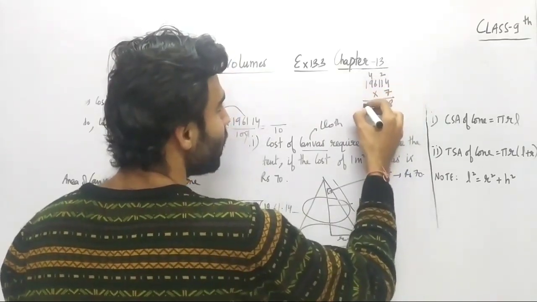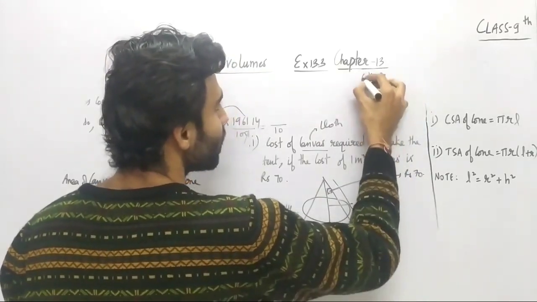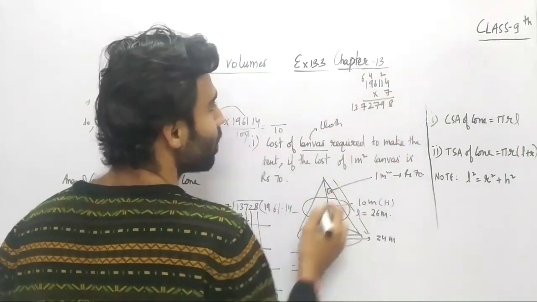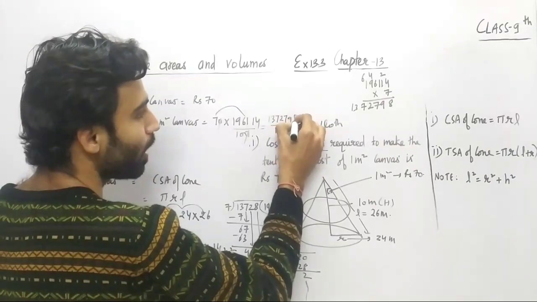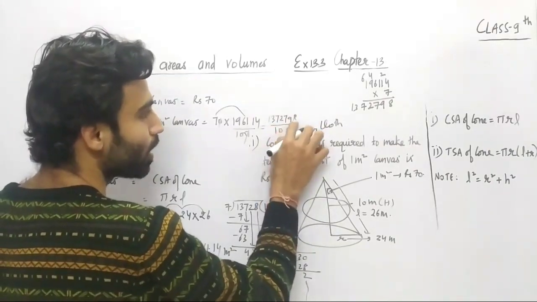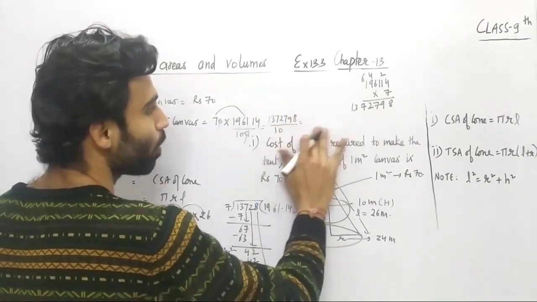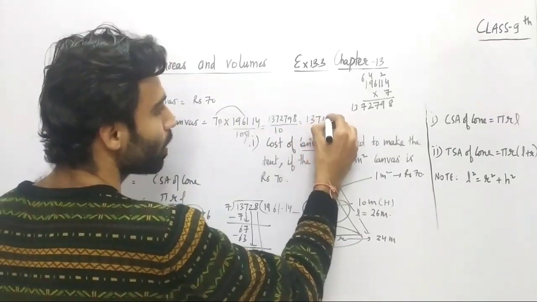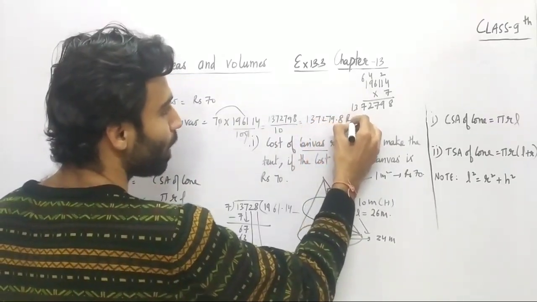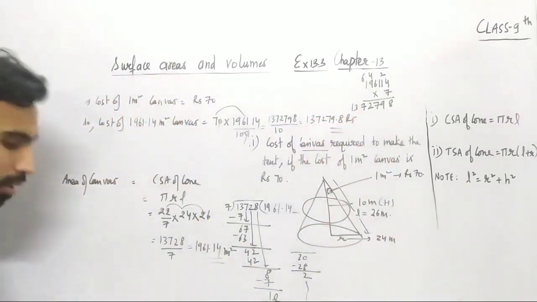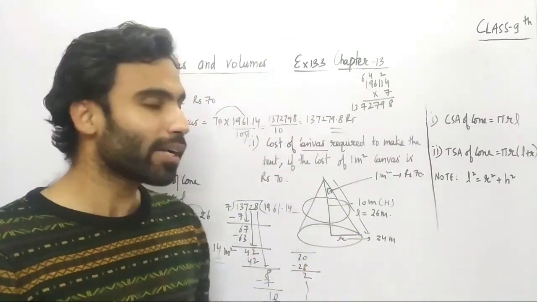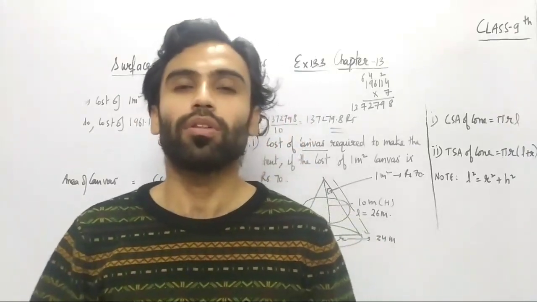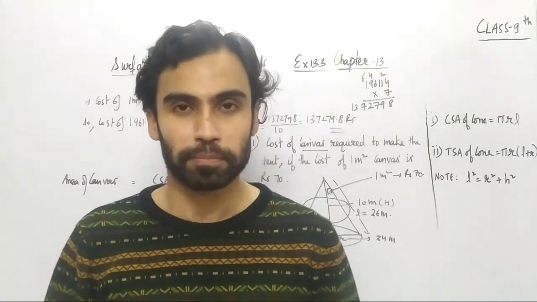7 9 is 63 and 4, 67. 6 carry, 7 into 7 and 6, 13, right? So there will be 1372798. So this में 1 0 है तो एक digit से पहले decimal. So what it will be is 1372798 rupees, right? So this is going to be the cost of the canvas required to make the tent here, right? So that was all in this question here.